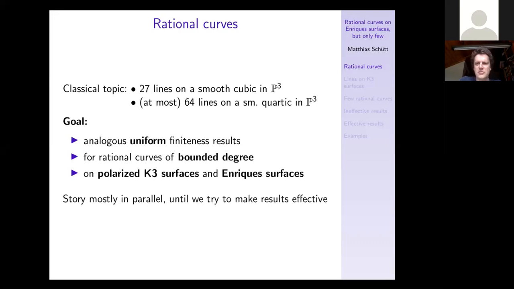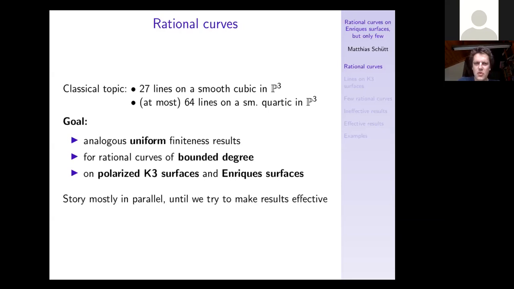The story is mostly in parallel between K3s and Enriques, so we'll first talk as a motivation a bit more about K3s, then talk about both at the same time, and then towards the end, when we try to make things effective, turn exclusively to the Enriques, where things work out much better, surprisingly. If there are questions, just interrupt me and I'll try to answer.